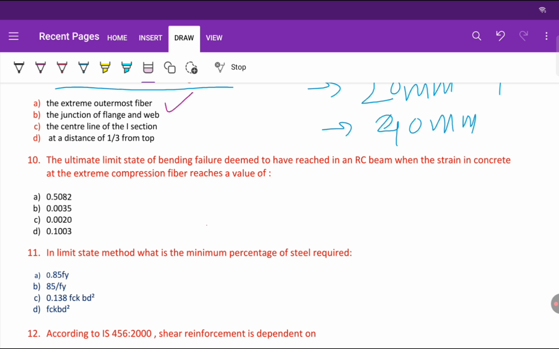Okay, the next question is: the ultimate limit state of bending failure is deemed to have been reached in an RC beam when the strain in concrete at the extreme compression fiber reaches a value of.